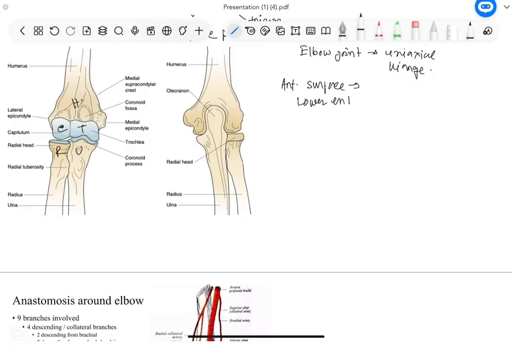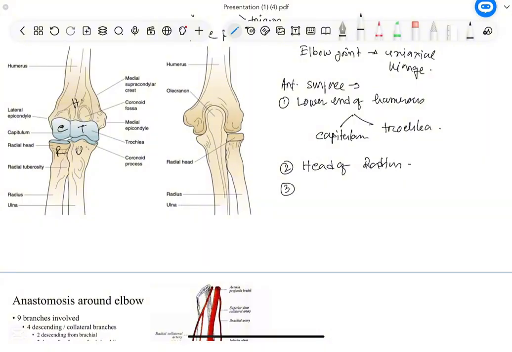So the articular surface will be the lower end of the humerus. The two points will be here: one is the capitulum, another one is the trochlea. And the second things will be the head of the radius and the trochlea of the ulna, the trochlear notch and olecranon process of the ulna. So for the ulna, these are the articular surfaces.